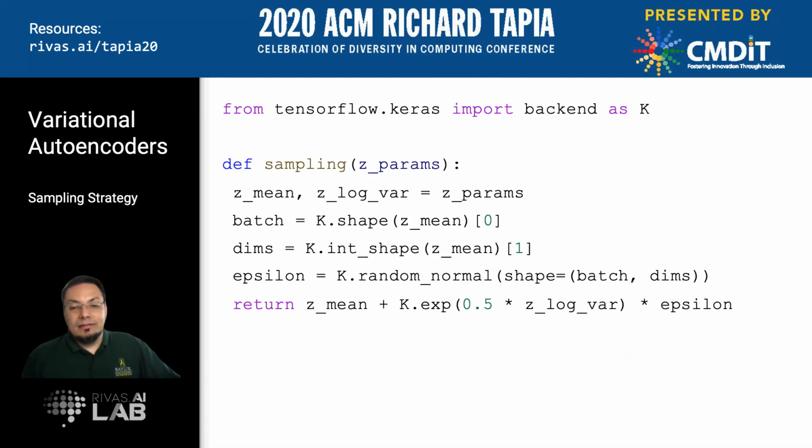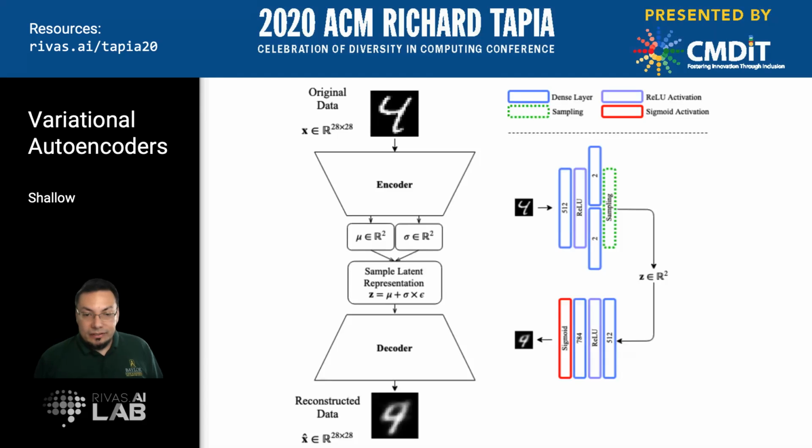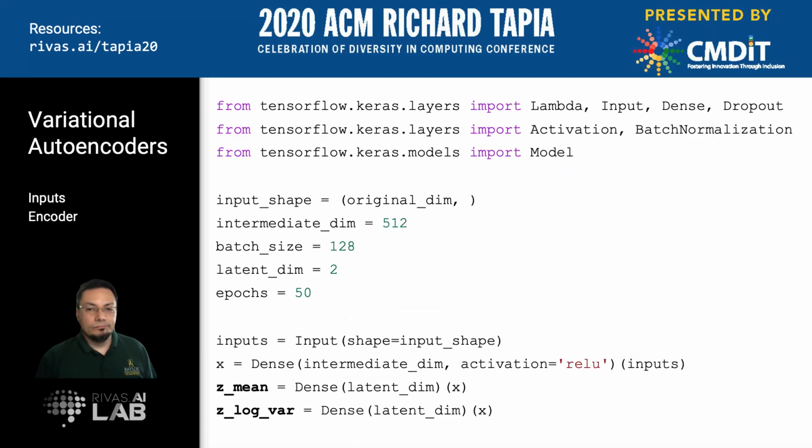That is something that is multiplied, so we draw from there. So it returns the z-mean plus e to the 0.5 log var times epsilon, which is a way of using these parameters to pull from a distribution that follows these parameters. Moving on. After we define the sampling layer, we simply follow the same steps as before.